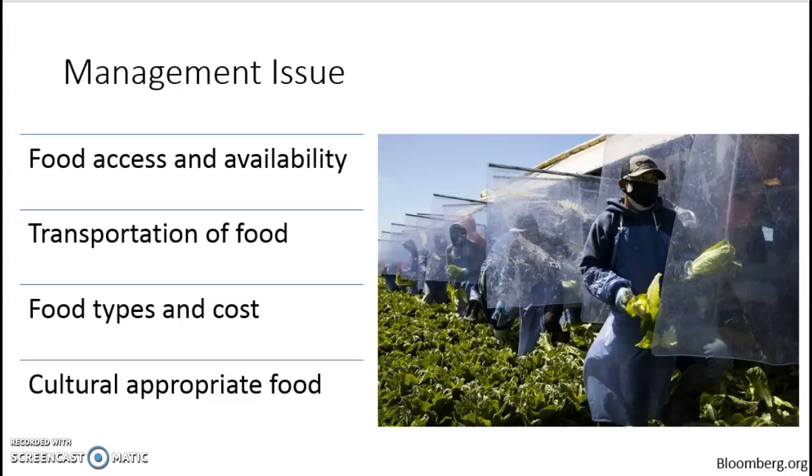The management issues for food deserts include food access and availability. This includes whether or not a family has a vehicle to get to and from a grocery store and whether that store will have the products available.